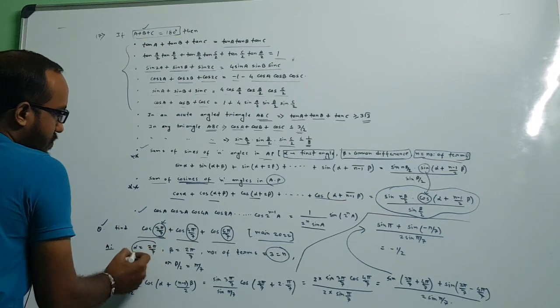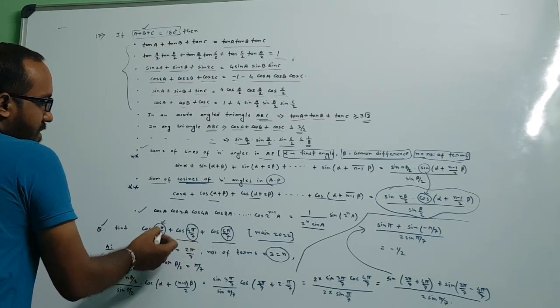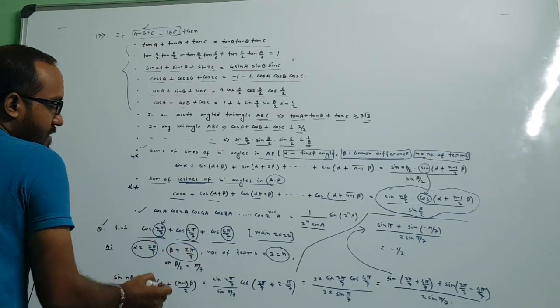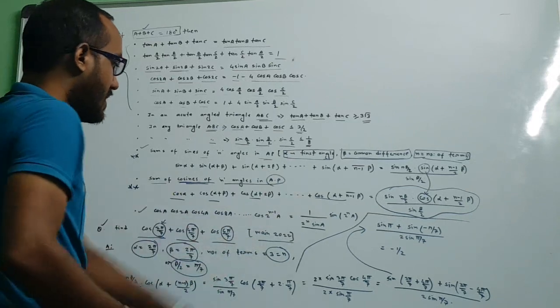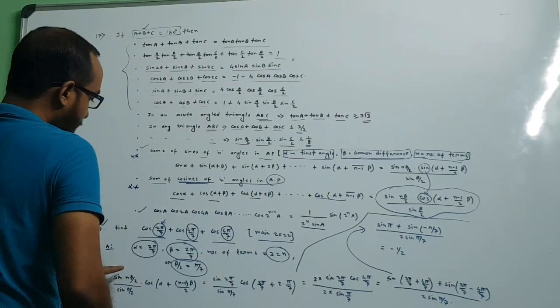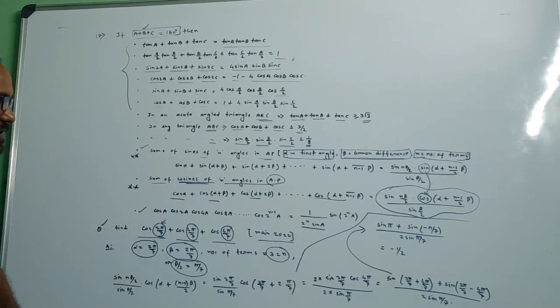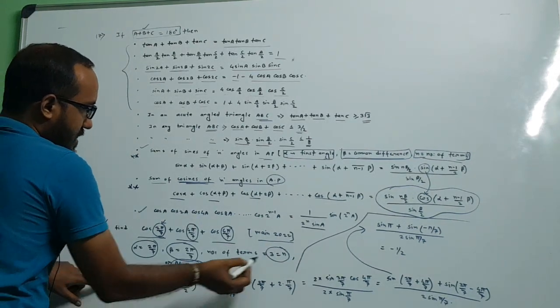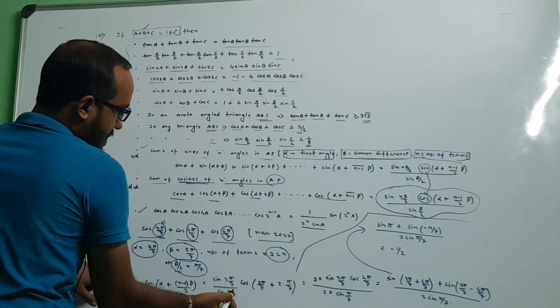Alpha is the first angle. What is the first angle? 2 pi by 7. Beta is the common difference, 4 pi by 7 minus 2 pi by 7, that means 2 pi by 7. So what would be beta by 2? That is pi by 7. Now simply use the formula: sin of n beta by 2, cos of alpha plus n minus 1 by 2 beta, divided by sin of beta by 2. What is n? 3. So sin of 3 into beta by 2. What is beta by 2? Pi by 7.